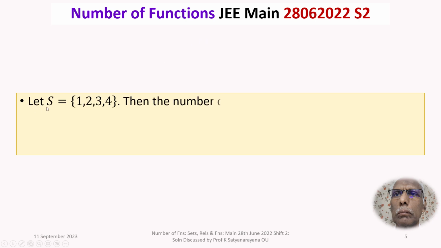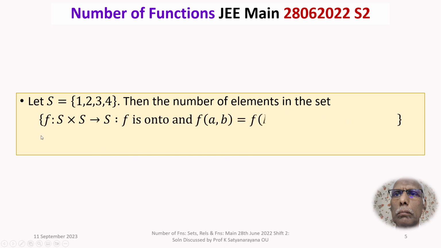The given question is: let S be a set consisting of 1, 2, 3 and 4. Then the number of elements in the set consisting of those functions f from S cross S to S, where f is onto, and f of (a, b) is equal to f of (b, a) greater than or equal to a for all (a, b) belonging to S cross S, is.